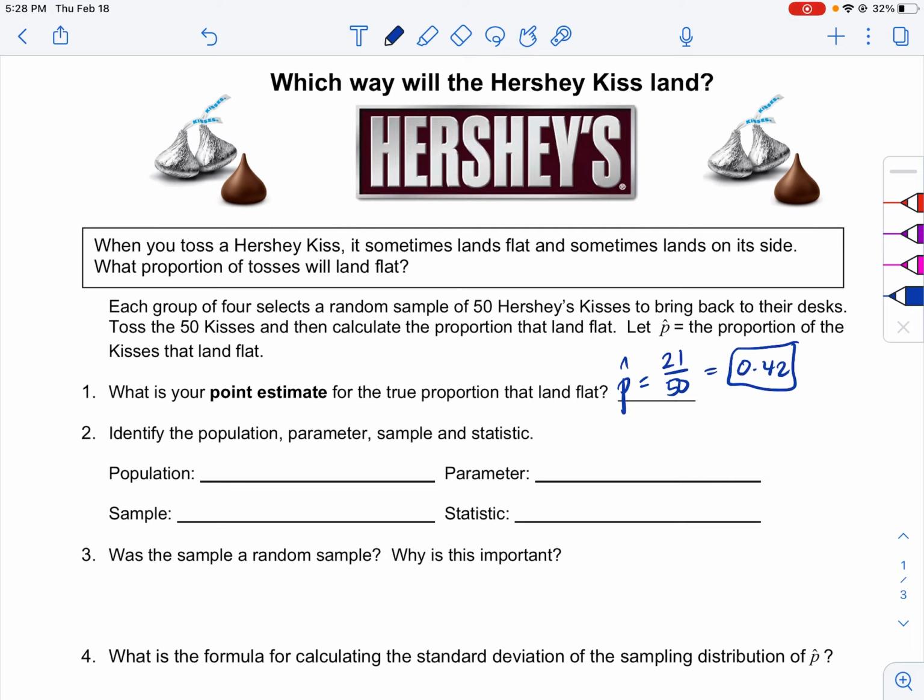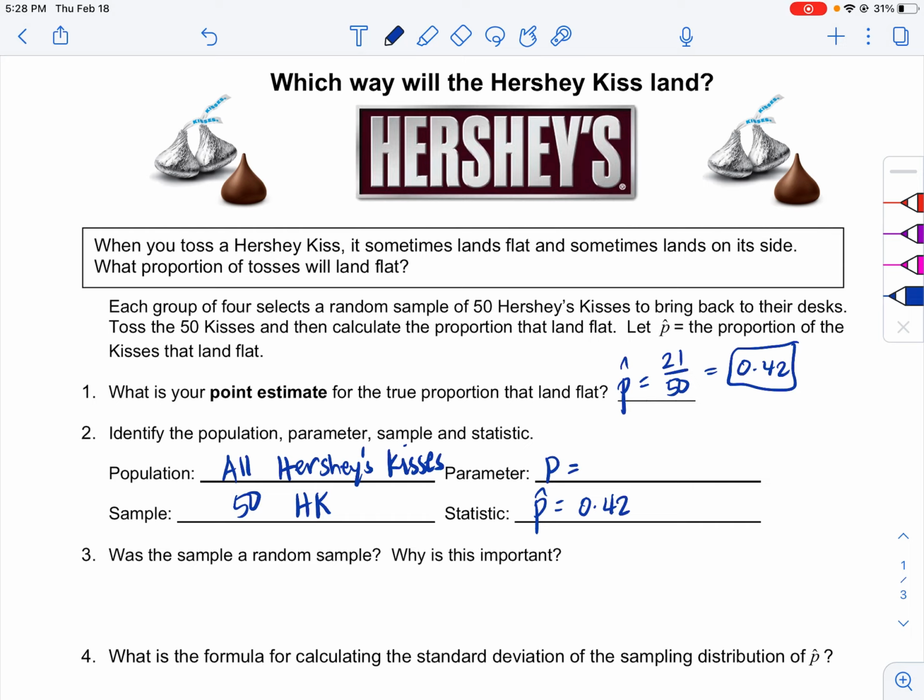Now we are identifying our population, sample, parameter, and statistic. The population is all Hershey's Kisses. My sample would be the 50 Hershey's Kisses, HK. My statistic is the one that I have, which is 0.42. My parameter, I don't know what it is because I don't have the whole population of Hershey's Kisses. What I can do though is estimate that.